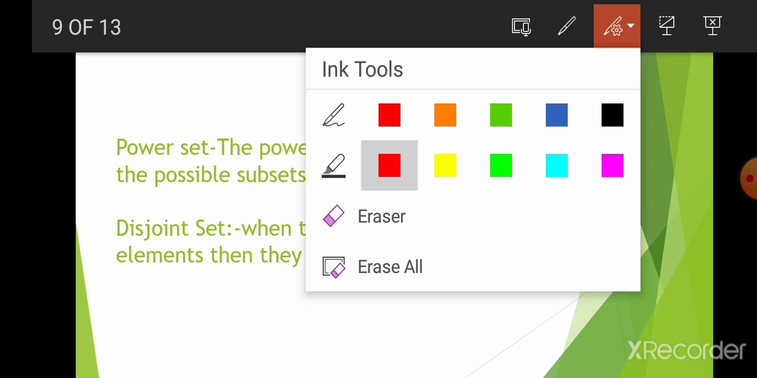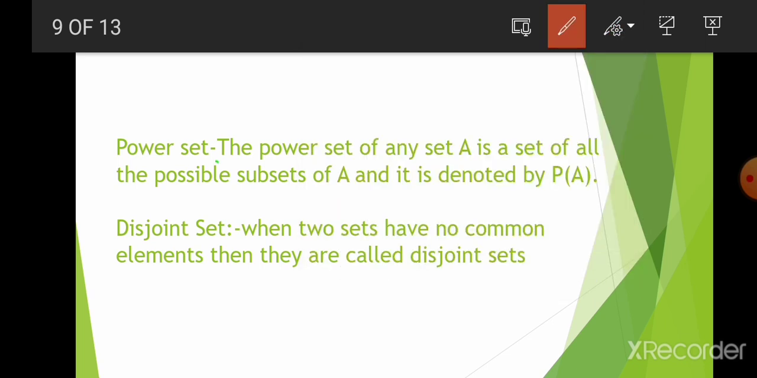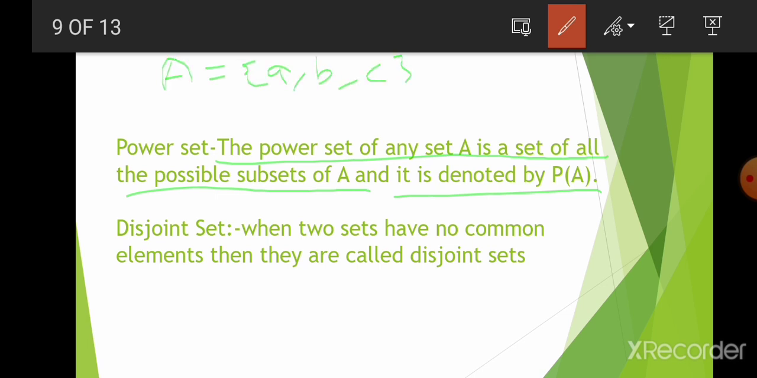Next one is power set. So what is a power set? The power set of any set A is the set of all possible subsets of A, and it is denoted by P(A). If there is a set A where the elements are A, B and C, then the power set of A is the set of all the possible subsets. The first subset of any set is phi, which I have already discussed in my previous video, that is the empty set, also known as null.